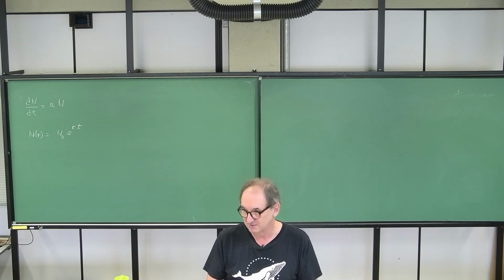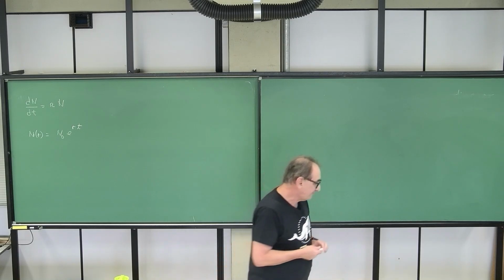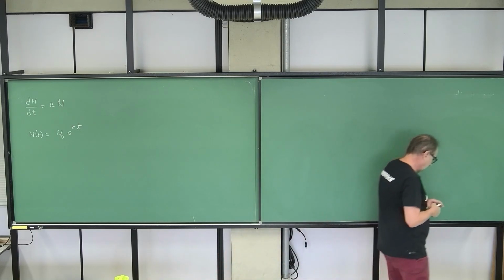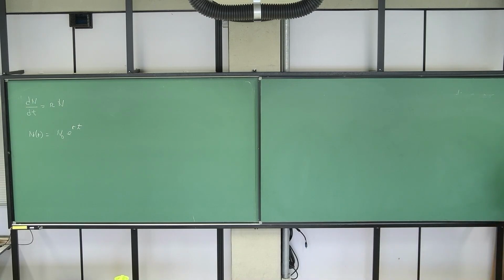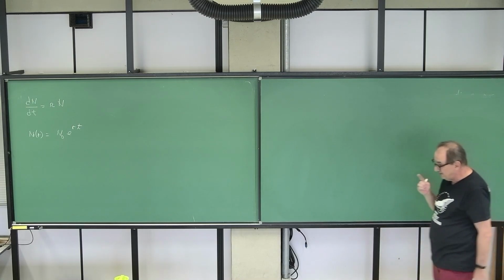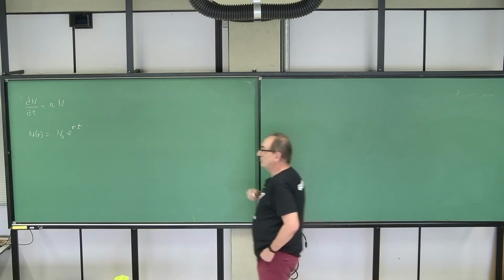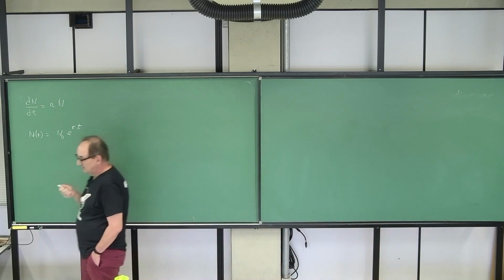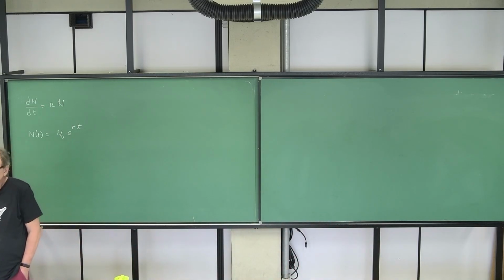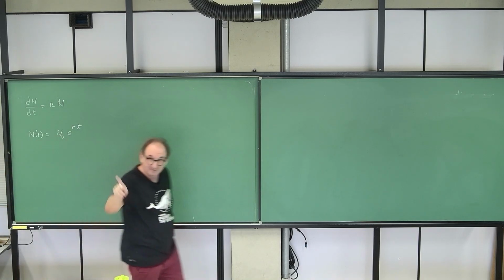So this is the main message of Malthus, and which means that now when you go in the field, you see things don't grow exponentially.